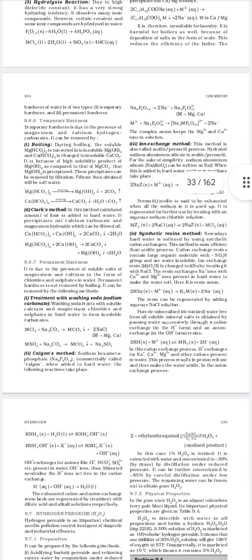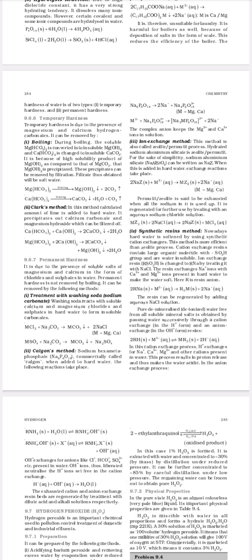The next type of hardness is permanent hardness. It is due to the presence of soluble salts of magnesium and calcium in the form of chlorides and sulfates in water. Permanent hardness is not removed by boiling. It can be removed by the following methods. First is treatment with washing soda, which is sodium carbonate. Washing soda reacts with soluble calcium and magnesium chlorides and sulfates in hard water to form insoluble carbonates.